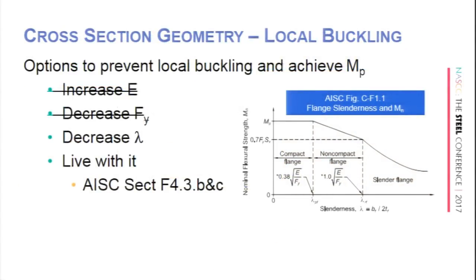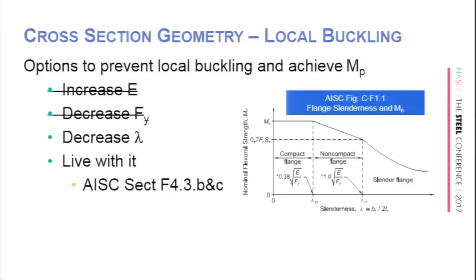So how do we live with the possibility of flange local buckling? Well, some options. Notice I've crossed a couple off because they're really probably not going to do what you want them to do, right? We can increase Young's modulus. But of course, if I'm increasing Young's modulus, what am I really doing? I'm changing the material, right? Well, that might be appropriate for your application, but typically not in our field. We're going to stick with steel, so we're not going to be able to do that.